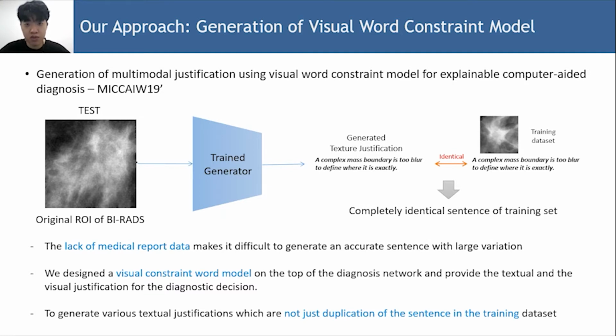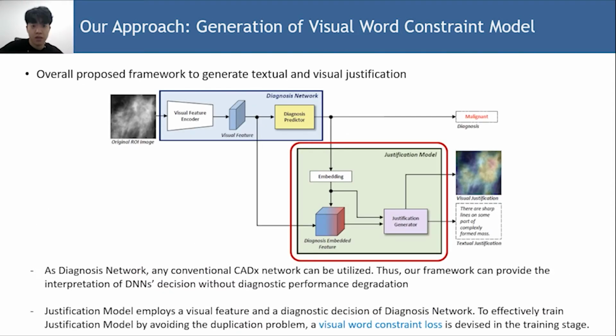Hence, we designed a visual word constraint model on the top of the diagnosis network and provide the textual and visual justification for the diagnostic decision. The proposed visual word constraint model consists of diagnosis network and justification model. For the diagnosis network, any conventional CNN networks can be utilized, thus our framework can provide interpretations on DNN decision without diagnostic performance degradation. In addition, justification model employs a visual feature and a diagnostic decision of diagnosis network.